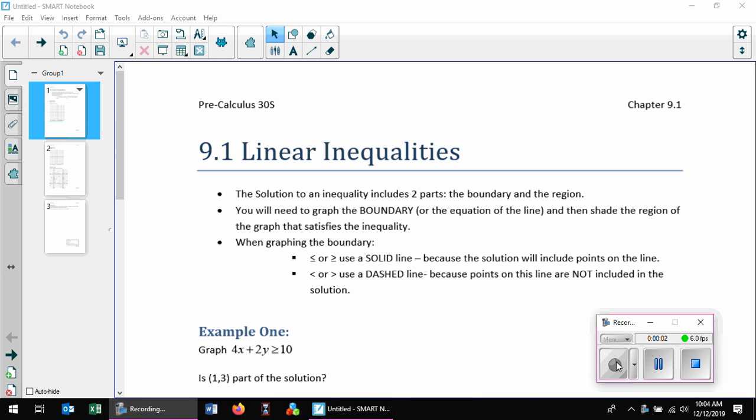Graphing lines is one small thing added. So we're dealing with inequalities now. Inequalities is a range of answers in an equation. X is equal to 2. In an inequality, X is greater than or equal to 2, or less than or equal to 2, right? So there's a range. So inequalities is not one specific value.